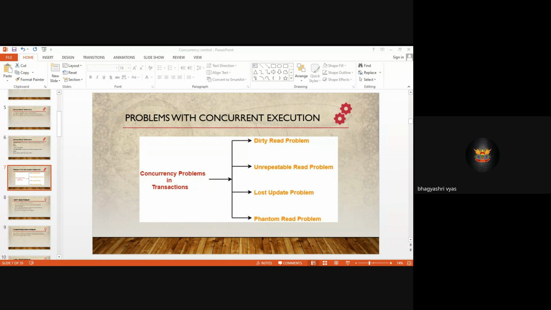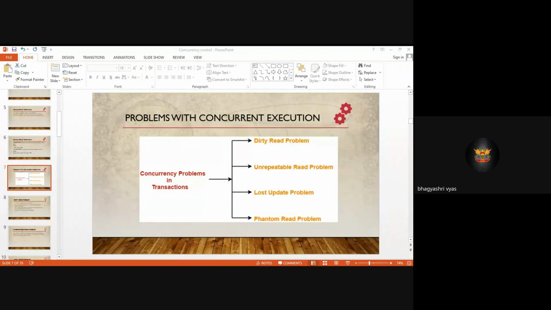Should I share the example for that? Suppose we have transaction T1 and transaction T2. Transaction T1 has read and write operations, and transaction T2 also has read and write operations. But my transaction T1 failed. If it failed, it means the value got rolled back. It means the person will not get the updated value. So this is the scenario for dirty read.